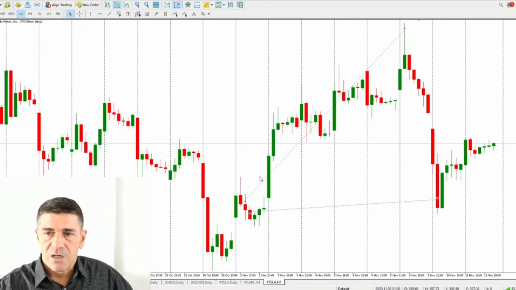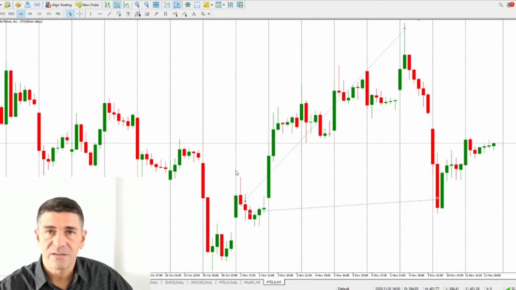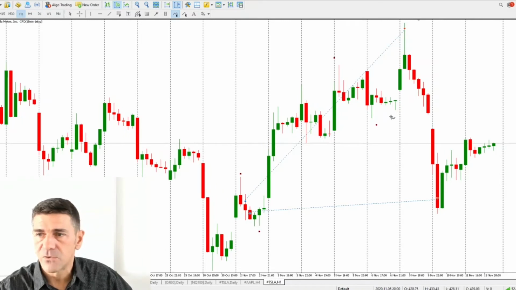$400.16. Okay, let me show you this example of a perfect impulsive wave with the third extended wave. What I'm talking about, let me show right here. Here is the bottom, $380. Here is the first wave, second wave, third, fourth wave, and here is the fifth wave.